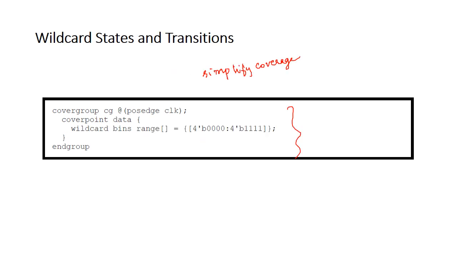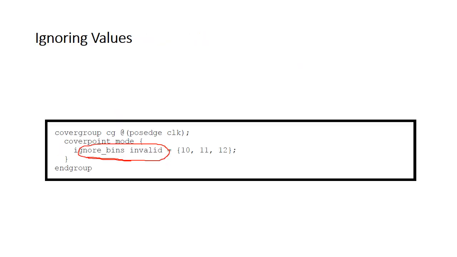Next is the wildcard state as well as transition. These wildcard bins allow us to specify a range or a pattern of values which can simplify the coverage, especially in terms of large or complex state spaces. These are being used. So this is the snippet for wildcard state as well as transition.